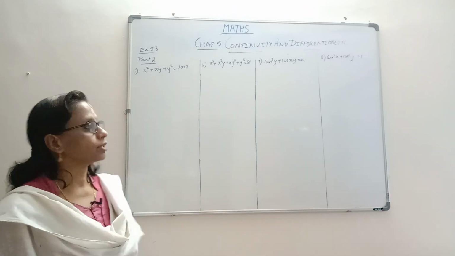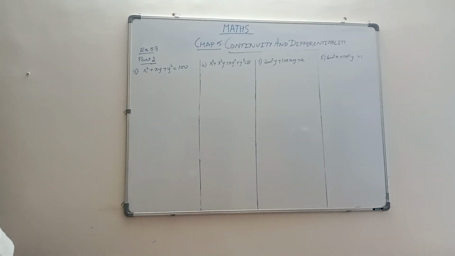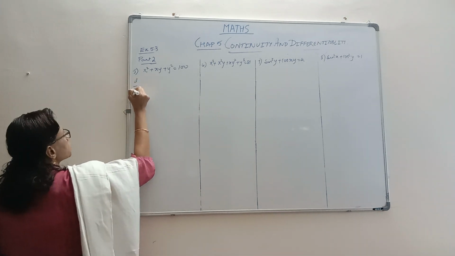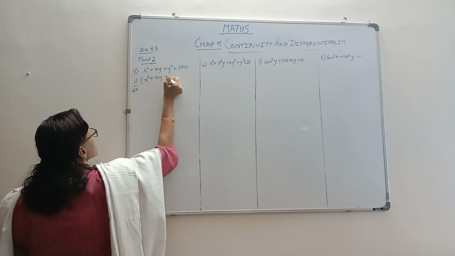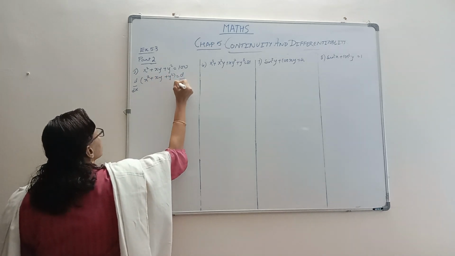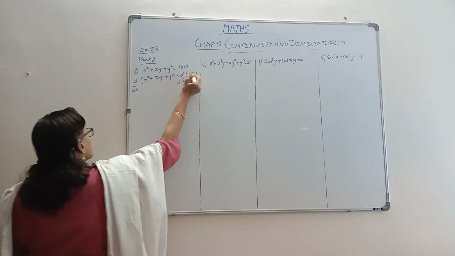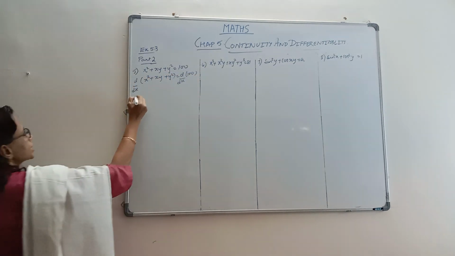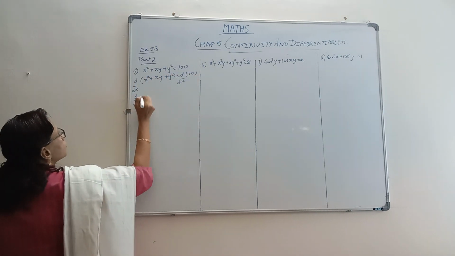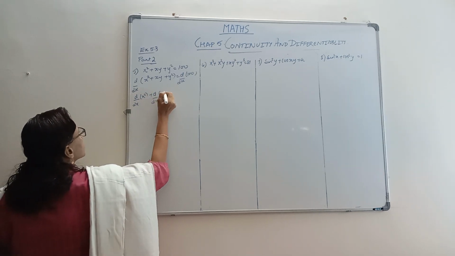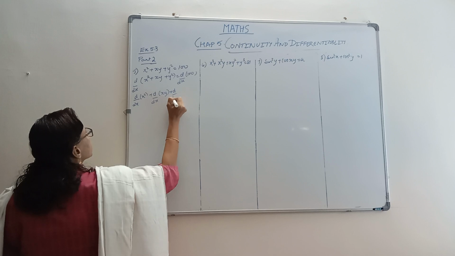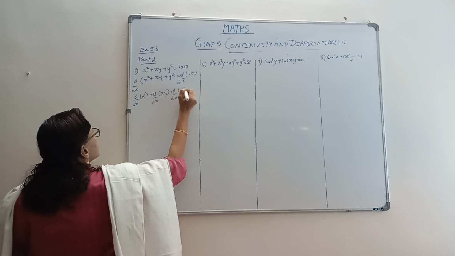So let's continue. Now this is our question number 5, which says x squared plus xy plus y squared equal to 100. We are taking the derivatives on both sides with respect to x. So it is the derivative of x squared plus xy plus y squared equal to the derivative of 100 with respect to x. So it is actually the derivative of x squared, derivative of xy, derivative of y squared and derivative of 100.